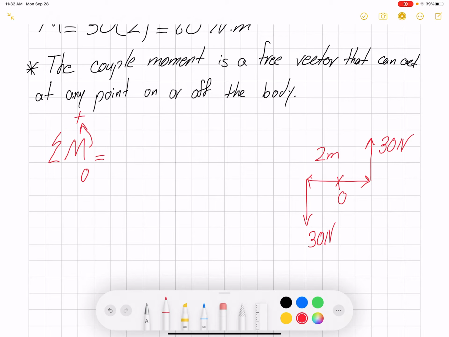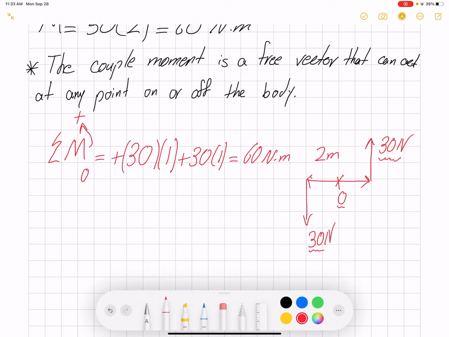The moment of our first force, 30 Newton, about point O would be counterclockwise, so it would be positive. The moment arm, if the total distance is 2 meters, would be 1 meter. Then the second force, the moment about O is also going to be counterclockwise, so it would be plus 30 times 1. At the end it is 60 Newton meter.